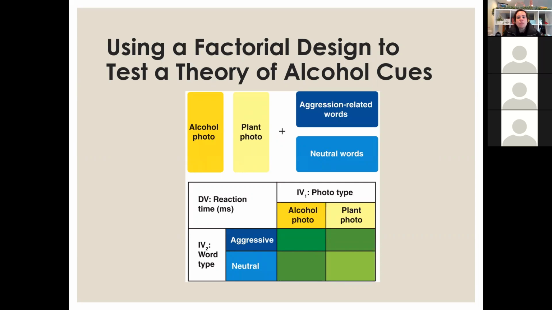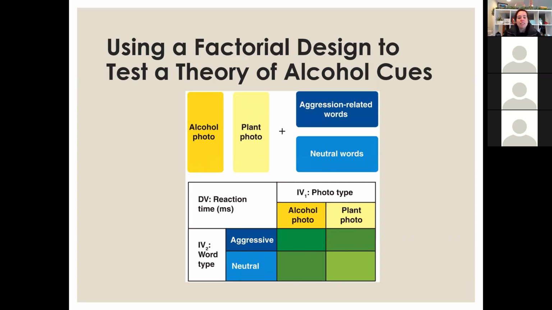So they had participants view images and words on a computer monitor. They were to indicate whether a string of letters was a word or a non-word. Some of the words were aggression related and others were neutral. So before seeing each string, participants were briefly primed with a photo on the computer screen. Sometimes the photo related to alcohol, and other times it was a photo of a plant.